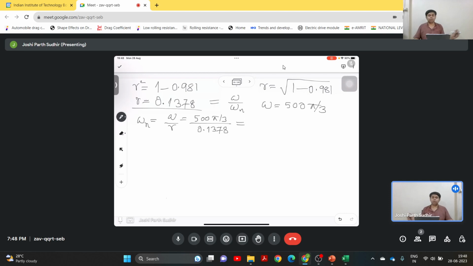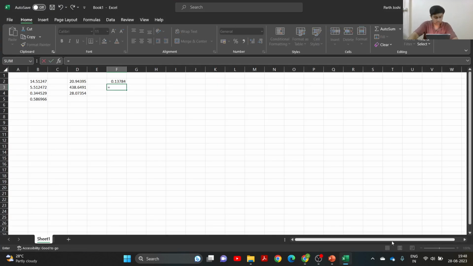So we find out that omega n is equal to 500 into pi by 3 divided by r, which is equal to 3798.6 radians per second.